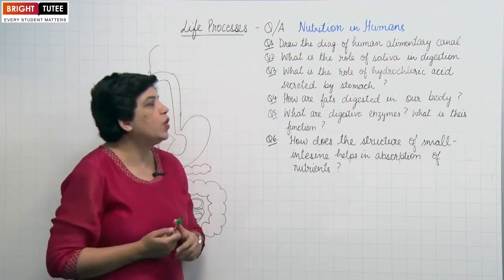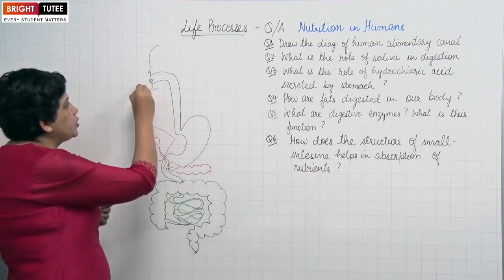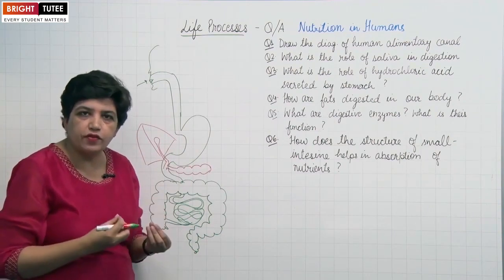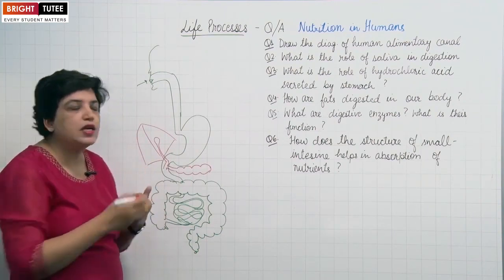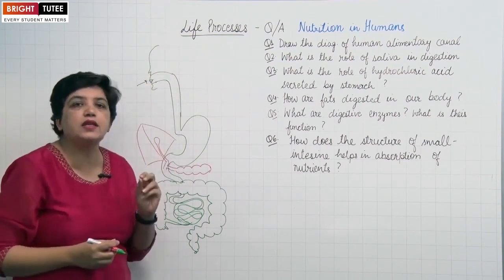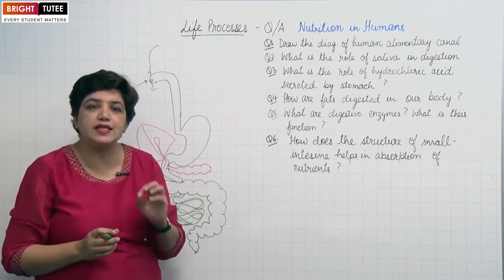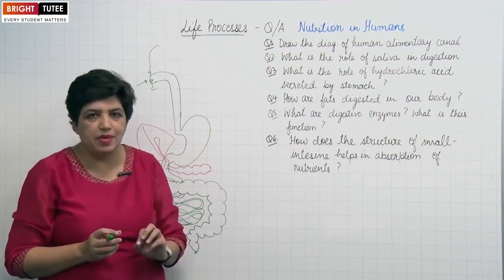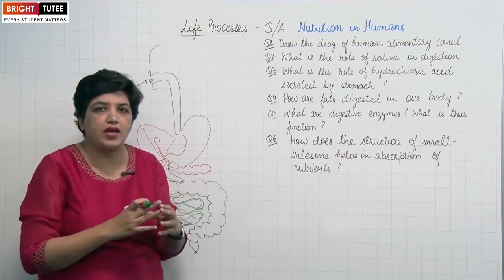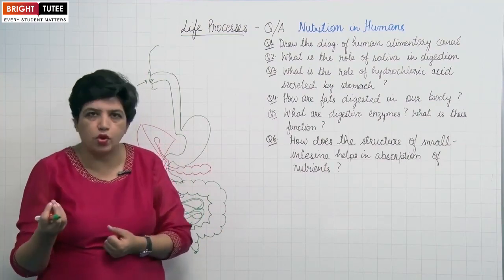Question number 2. What is the role of saliva in digestion? Actually, as we intake the food, the digestion process starts in the mouth itself. In our oral cavity, there are three pairs of salivary glands and they release the liquid called saliva. This saliva contains an enzyme called salivary amylase. This salivary amylase breaks down the complex carbohydrates like starch into simple carbohydrates like glucose and maltose.